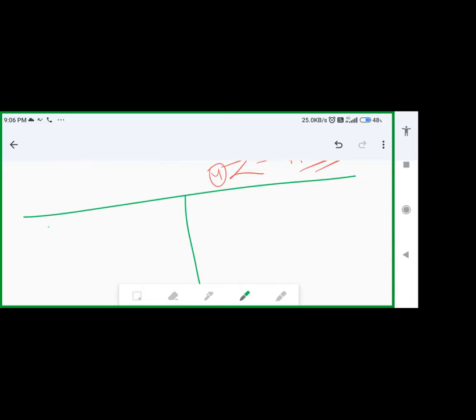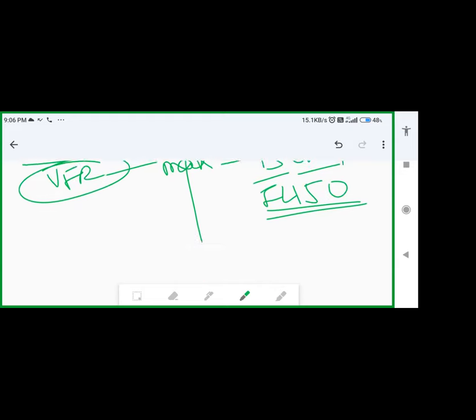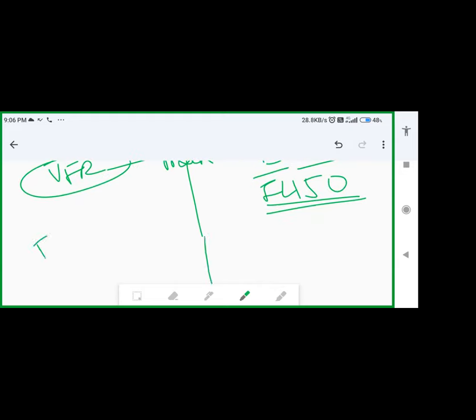There is one more thing. If you wish to fly in VFR, the maximum altitude you can fly up to is 15,000 feet, that is flight level 150. Above flight level 150, your aircraft should have IFR. Okay. Shall I need to elaborate this IFR and VFR also, or you have understood? Everyone knows.